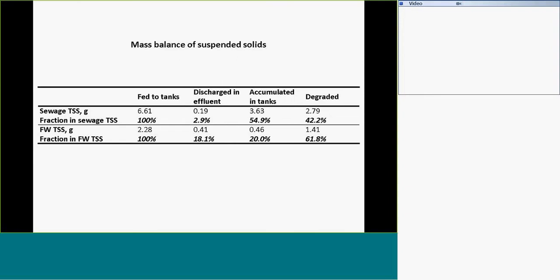So the first two lines are the sewage solids, and the last two lines are the food waste solids. 50% of the sewage solids eventually accumulate in the tank. Only 20% of solids from food waste accumulate. And why? The major reason is the food waste solids are easily biodegradable compared to the sewage solids. One is 6%, the other is 40%.